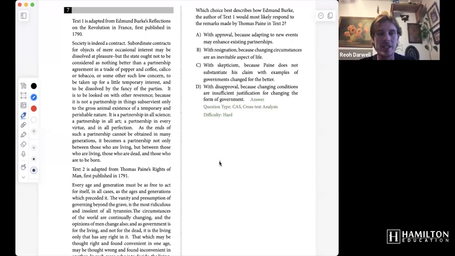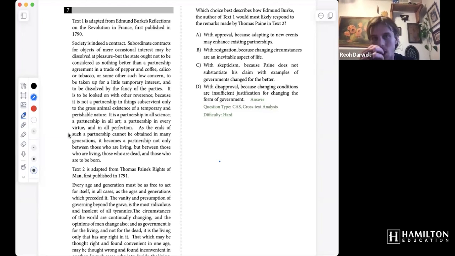All right, question 7 here is a cross-text connections question. It's our only one on the test. It is a very difficult question because we have some older texts we're reading from, but this is something we've seen the SAT do. We've seen them use older texts like this, people like Thomas Paine and Edmund Burke. So that's why we created a question like this.